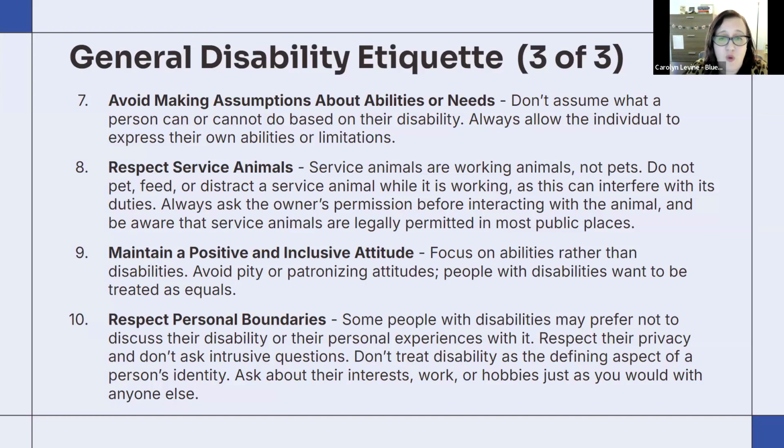Service animals aren't required to wear a service animal vest. A lot of times they do, and it should be pretty obvious that they're a service animal. You can usually tell by how they're behaved. Their attention is usually focused solely on the student or the individual that they're with.